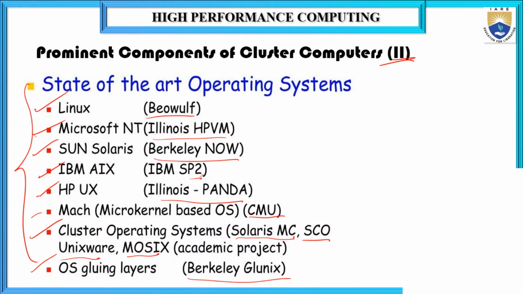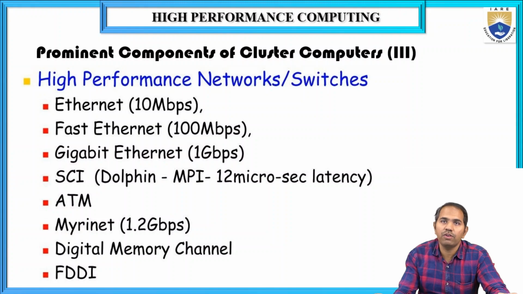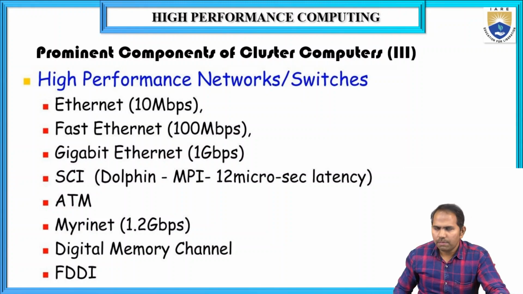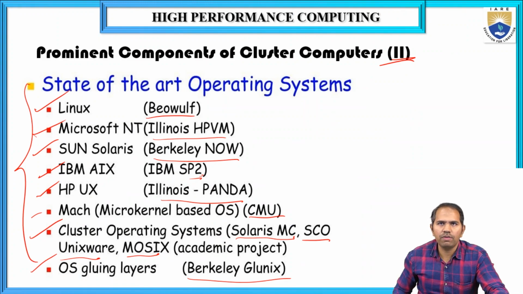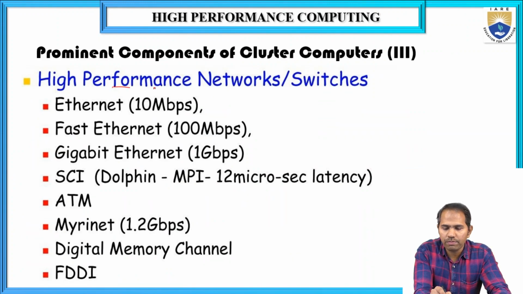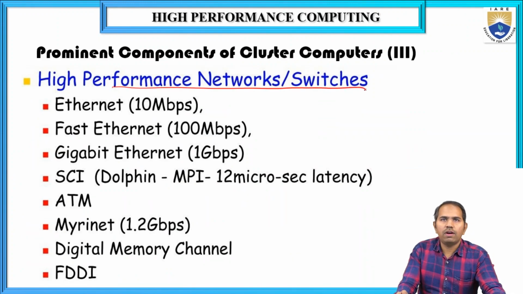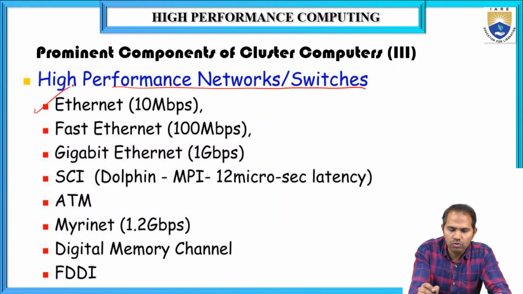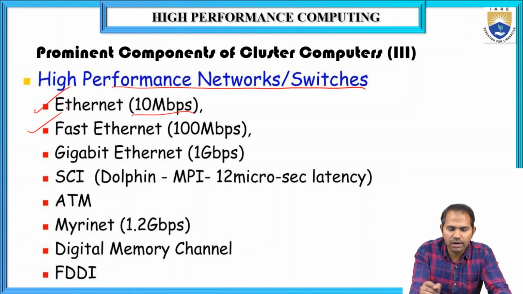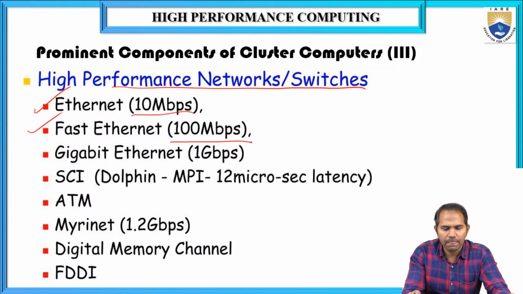And see the third stage. We see with the third stage, high performance networks and switches. In the previous stage we discussed the operating system, what operating systems to use. In this stage we use networks, high performance networks and switches. What are those? Ethernet, which goes up to 10 Mbps, and fast Ethernet, which is taken as 100 Mbps. Now gigabit Ethernet, which may go up to 1 Gbps.